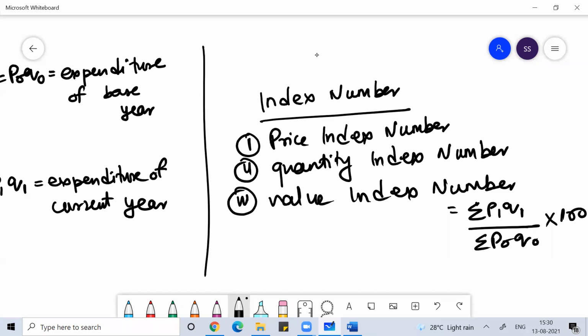Fine, everyone. I hope everyone is understanding this part. Nobody has any doubt. By default, whenever I talk about formulas of index numbers, you can understand that we'll always use the formula of price index number only.